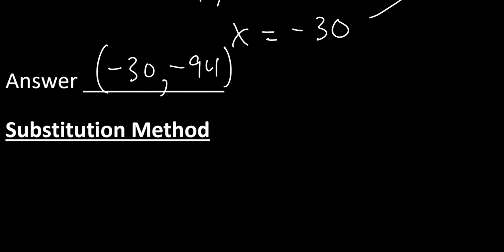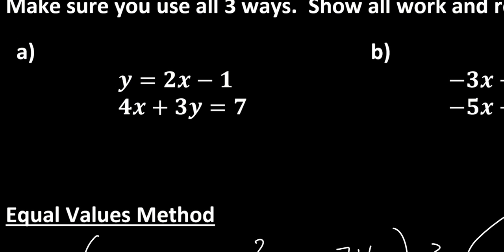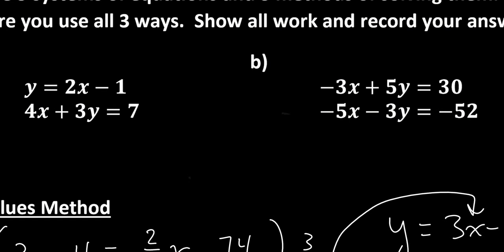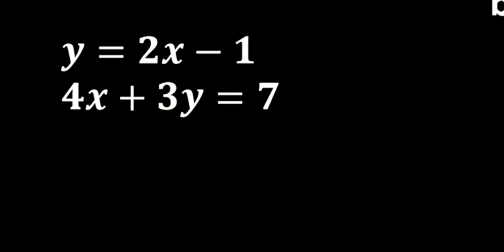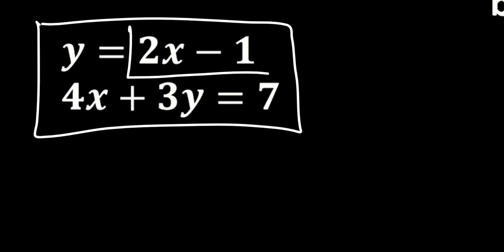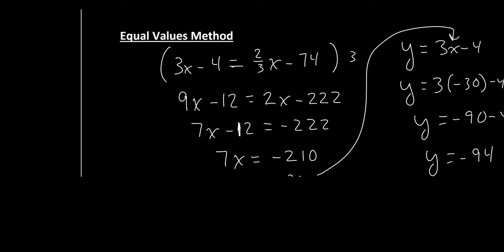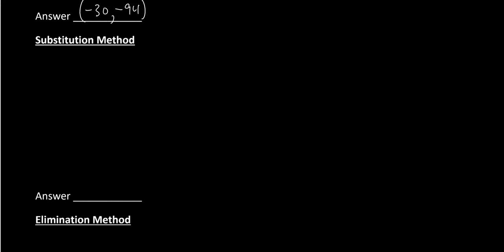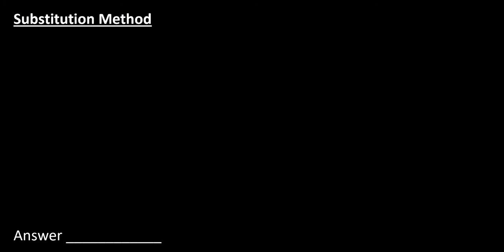X is negative 30, y is negative 94. Next, let's find one that we can use the substitution method with. Probably we could do it with either one with some work, but probably this is the most straightforward. And I just say that because the top equation gives me this expression that is equivalent to y. So we're going to do that substitution. Let me go down here and write it in the workspace. So using the substitution method, we had y is equal to 2x minus 1, and we also had 4x minus 3y equals 7.